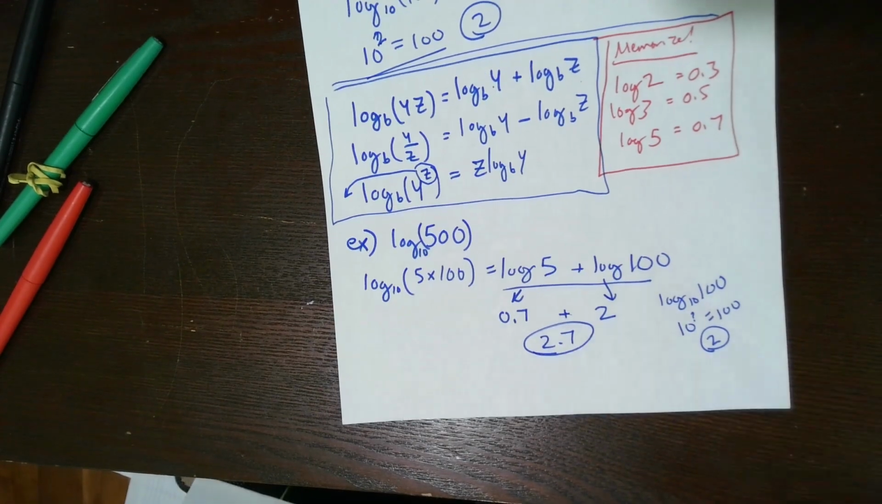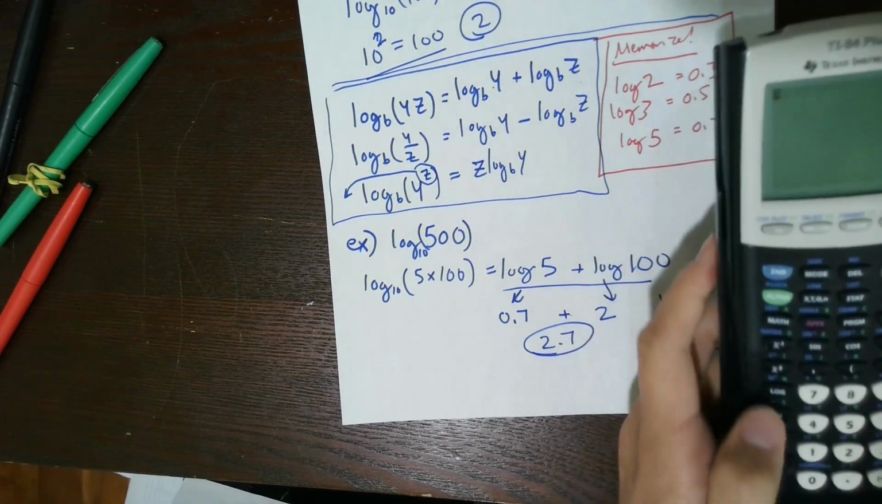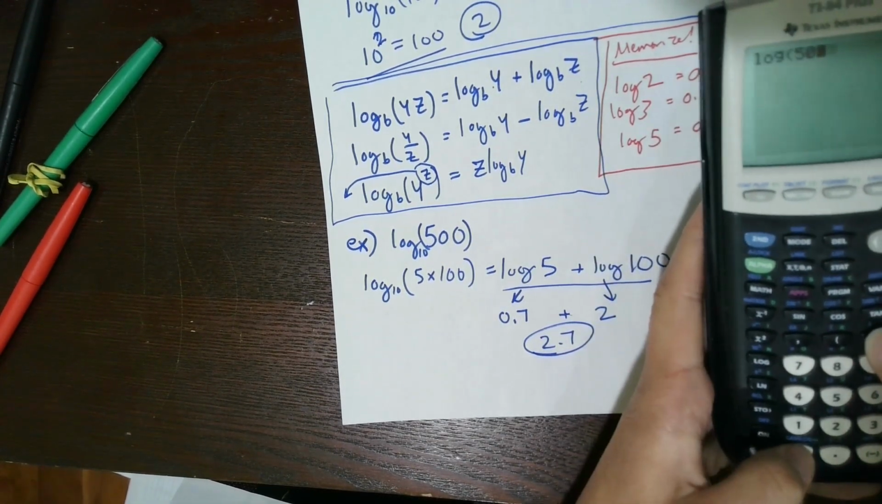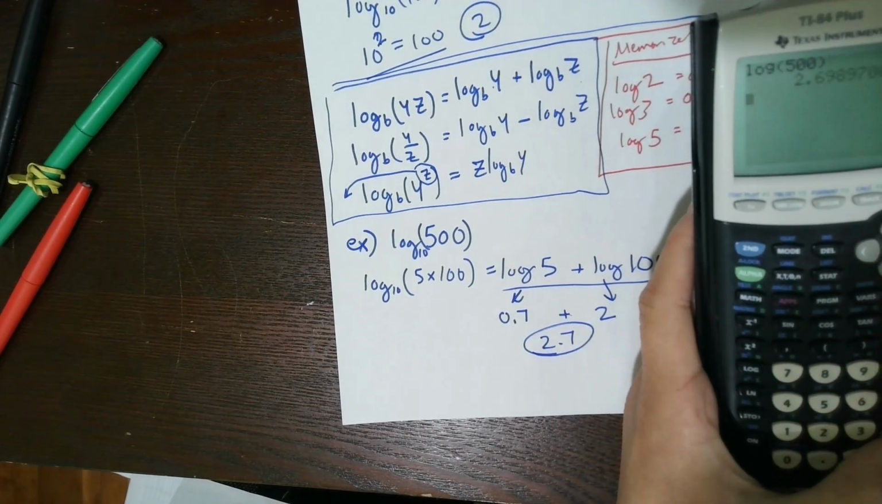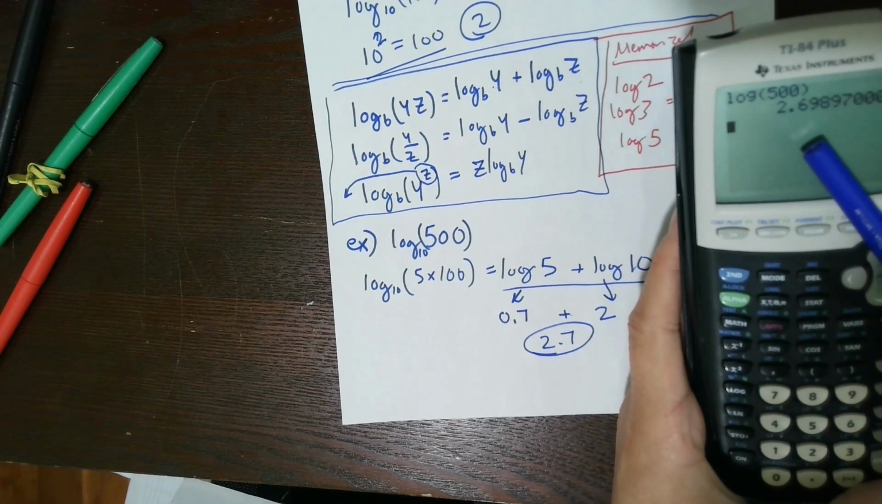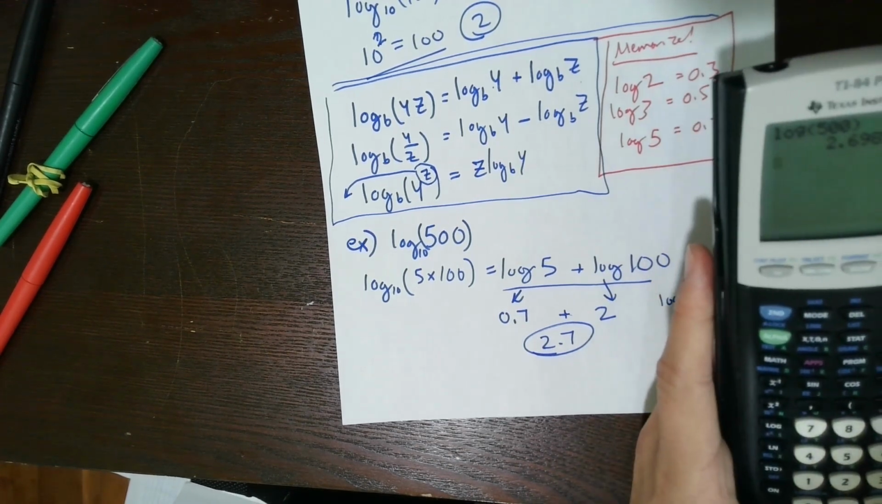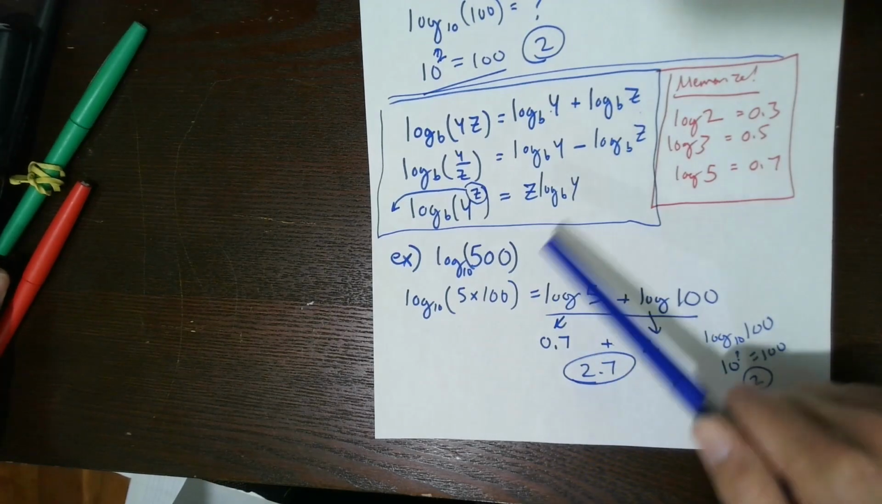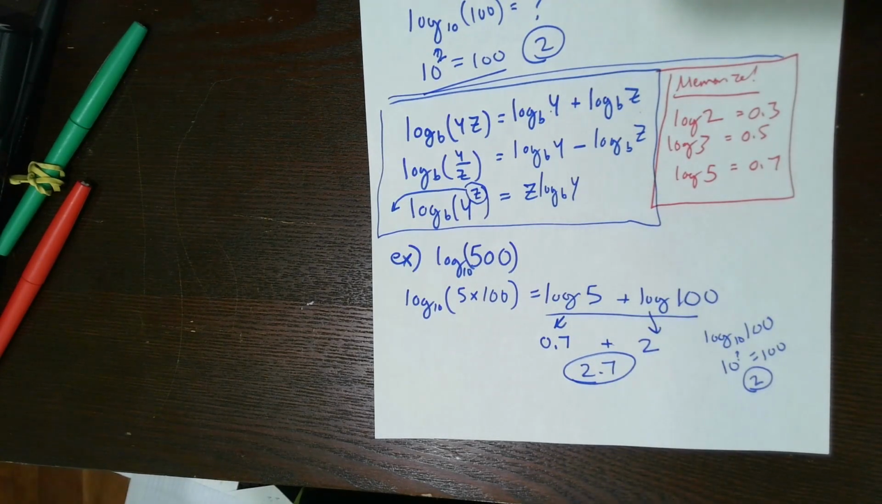That's our answer. And if we check on our calculator, and we did log of 500, we get something very close to 2.7. 2.698, which is pretty much 2.7, all right? So that's how you do the log without a calculator. You use these rules and you try to fit the problem into it. All right, so it's not horrible.